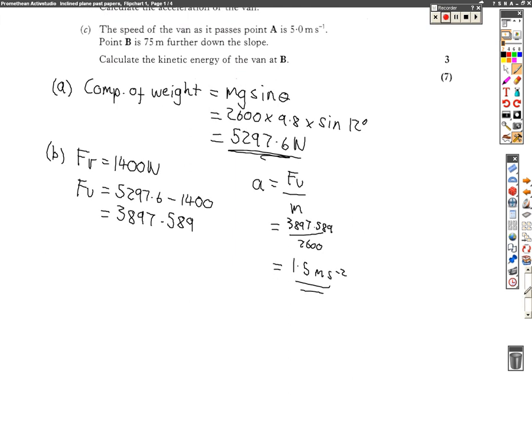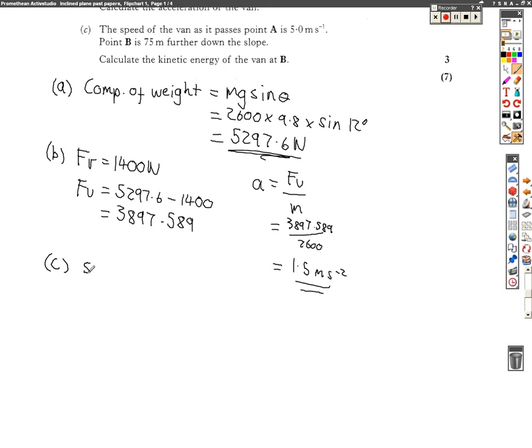As it passes point A, it's at 5 meters per second. Point B, as it says there, is 75 meters further down the slope. Calculate the kinetic energy of the van at point B. What's your kinetic energy equation? Ek equals a half mv squared. So we're going to need to find out what v is first. How are we going to do that? Yep, we're going to use equations of motion.